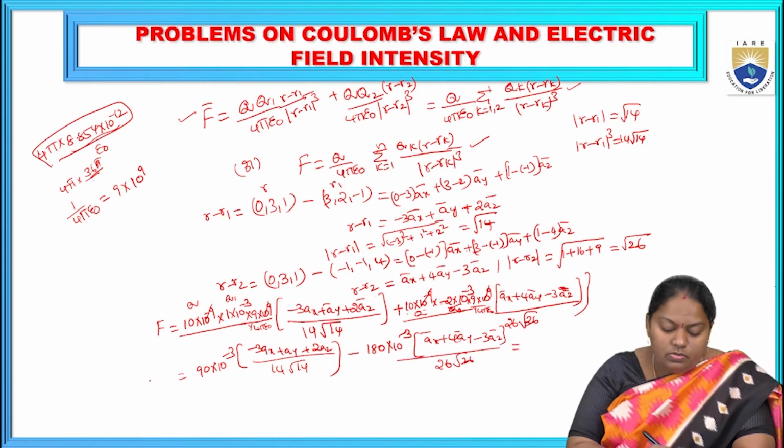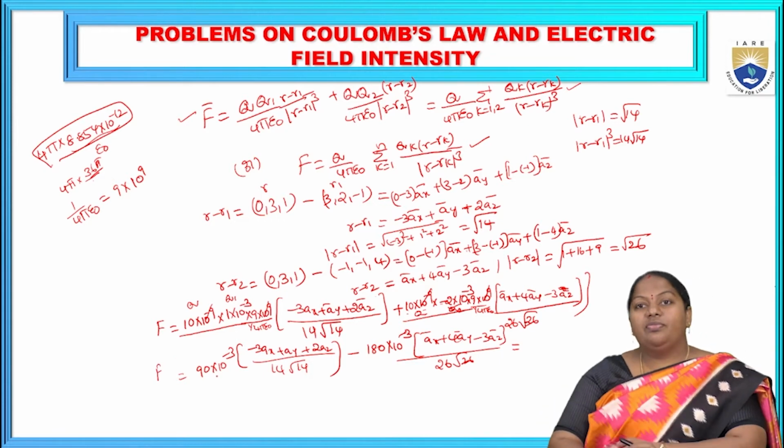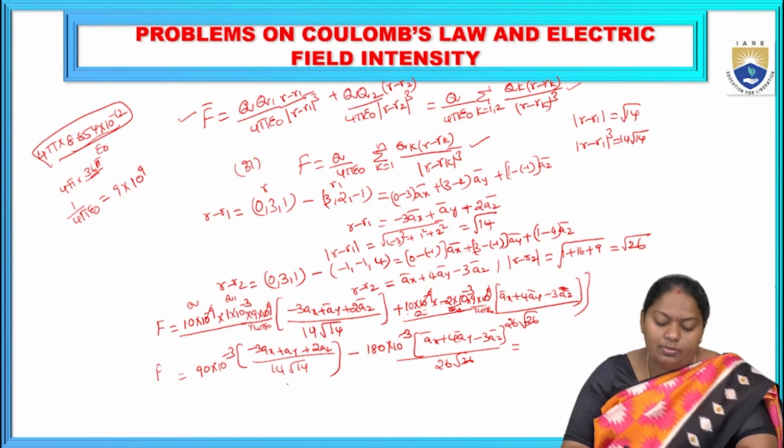Okay, so F equal to, if you simplify, see here 90 into 10 power minus 3 by 14 root 14, and we'll have some magnitude, and here 180 into 10 power minus 3 by 26 into root 26. If you simplify this one, we are going to get one more value. Now in between the two, we'll be having the common terms as some factors, something in 10 power minus 3, and in the numerator part we have the coefficients as minus 3, 1, 1, 4, 2, and minus 3.